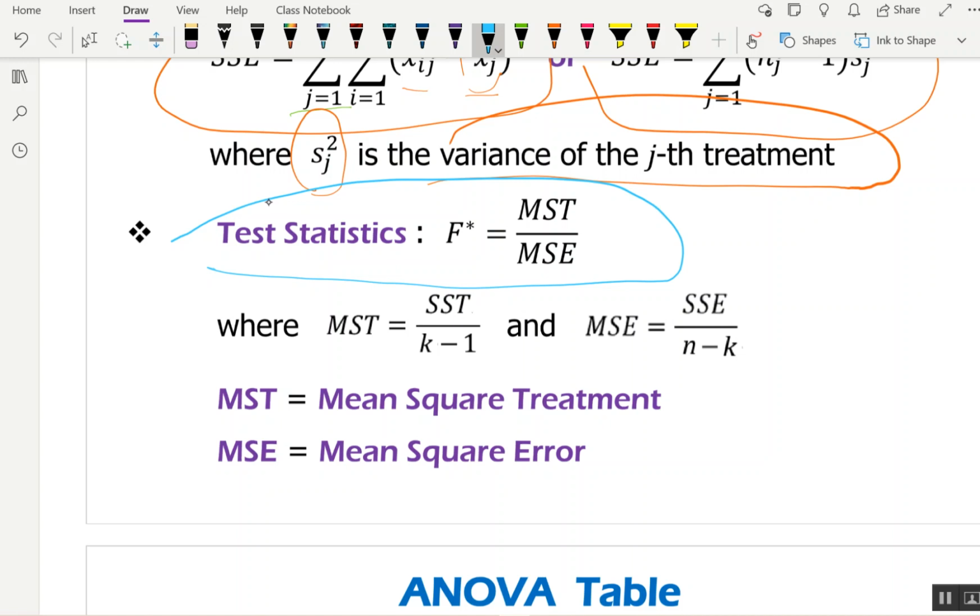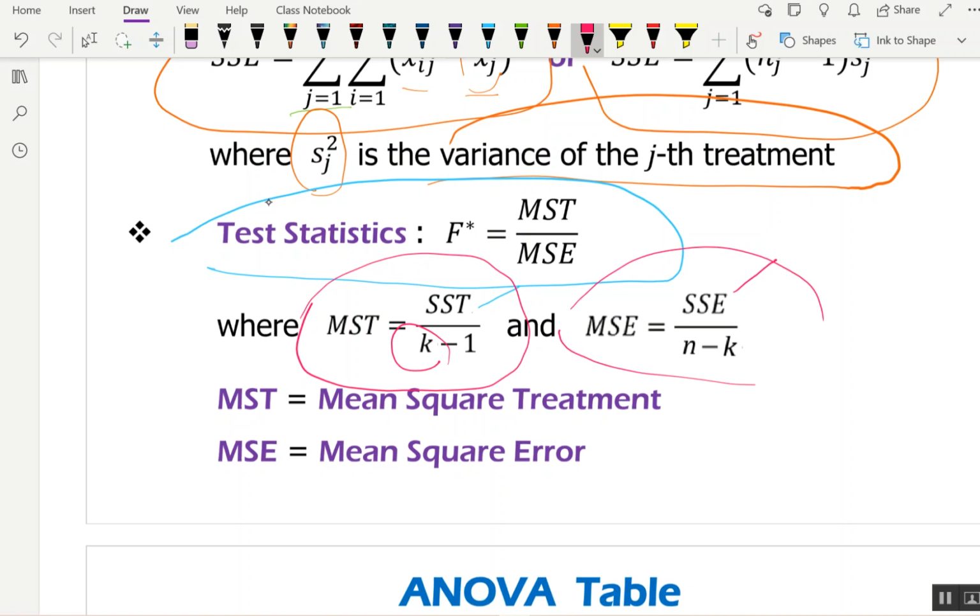So what is this MST? MST is the one that we take from SST. You already got the SST value just now, isn't it? So we need to count the MST. MST is equal to the value of the SST you got just now divided by K minus 1. Remember again, what is K? K is the number of groups. And here, how do you get MSE? You take the value of SSE divided by N minus K.